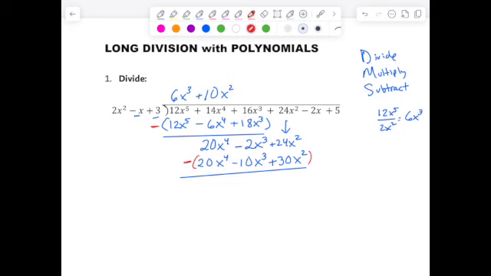And so those 20x to the 4th will cancel each other out. Watch out for this negative 2x cubed minus negative 10x cubed. That's going to make plus 10x cubed, so that will be plus 8x cubed, positive 8x cubed. And here, 24x squared minus 30x squared will give you minus 6x squared. Bring down what's next in line. That would be minus 2x, and just keep repeating the process.